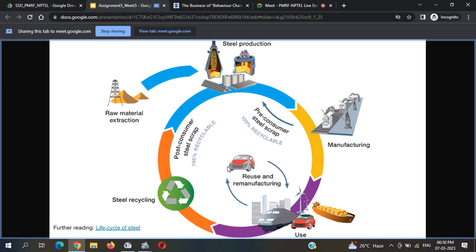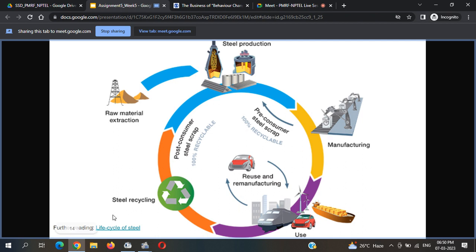Even after use, steel can be easily put through reuse and remanufacturing processes. And then even at the end of the life cycle of a product which has steel, the steel scrap from the material is 100% recyclable, and it can go to the raw material processing factories, and then the recycled steel from there can go directly into the manufacturing of a new product.